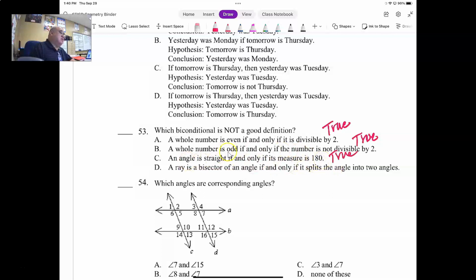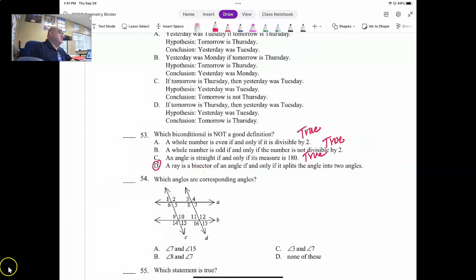So we need to investigate why D is a wrong answer, or why D is not a good definition. A ray is a bisector of an angle if and only if it splits the angle into 2 angles. Now the problem with this conditional is that it doesn't say that the 2 angles are congruent, so even the conditional is false. Because of that, it's not a good definition. It should have said a ray is a bisector of an angle if and only if it splits the angle into 2 congruent parts. So the answer for this one would be D. That's a bad definition because the conditional is not true.